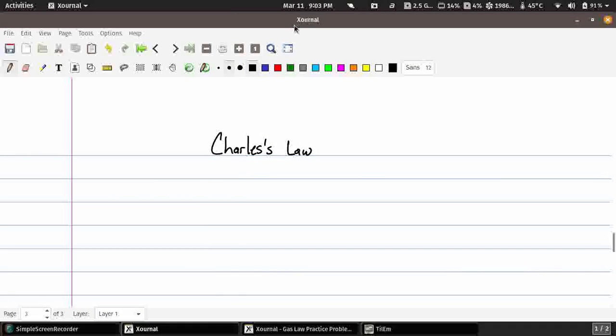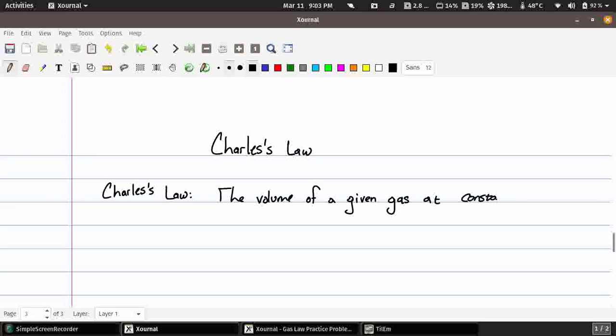All right, I'm going to go over Charles's law. So, Charles' law states that the volume of a given gas, wow, that's ugly, at constant pressure, so there's your new variable that stays constant, is directly proportional to its temperature.